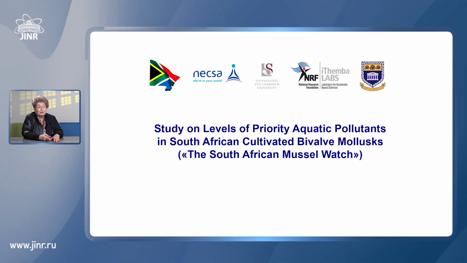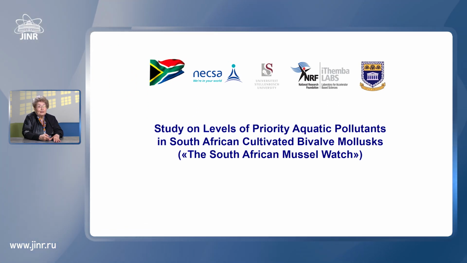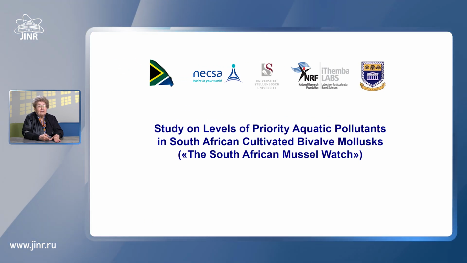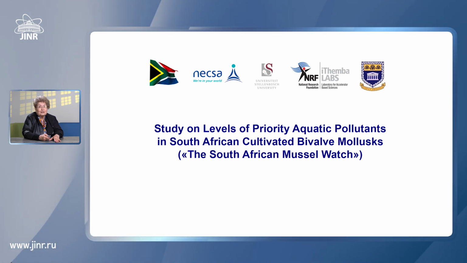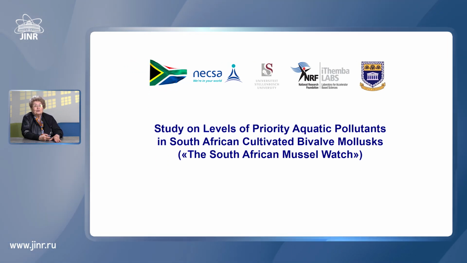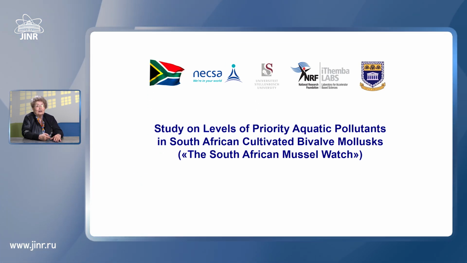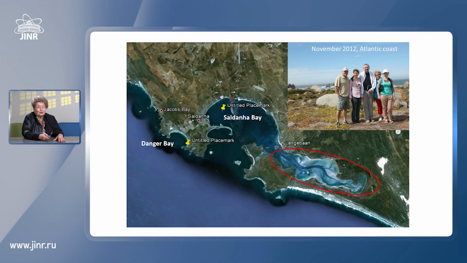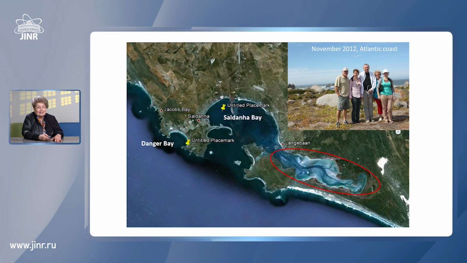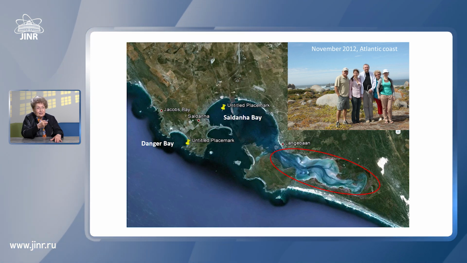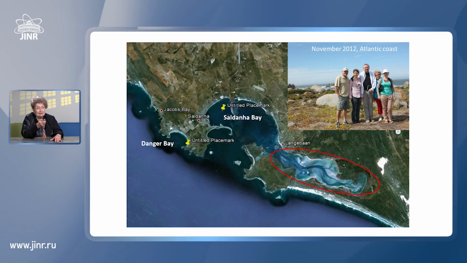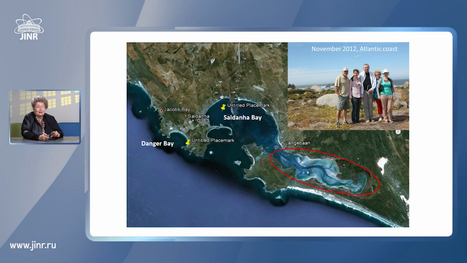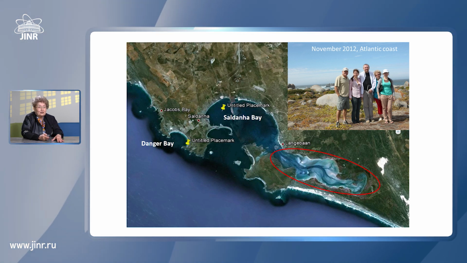This is the South African project, a study of levels of priority aquatic pollutants in South African cultivated bivalve mollusks, the so-called South African Mussel Watch. Mussel Watch was a project established by the United States in the first part of the last century. It was a kind of resurrection of this project, and we spread it to the African continent. All in all, we collected mussels at these yellow dots you see here, Saldanha Bay, a quite closed area, and Danger Bay, open waters. And we obtained results which showed contamination in the closed area and quite normal levels in Danger Bay.